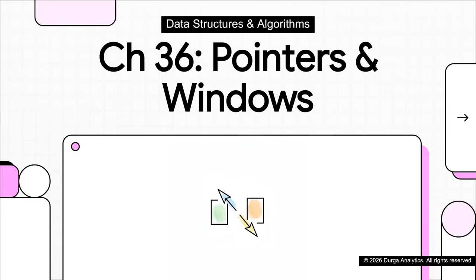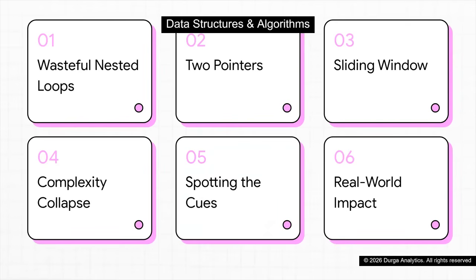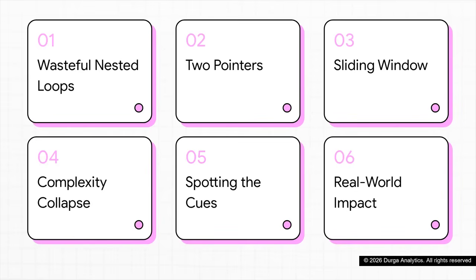Today is all about leveling up. We're going to talk about taking sluggish, brute force algorithms and mathematically compressing them into the kind of highly efficient, scalable software we actually ship in production. Here's a quick look at our roadmap for today. First, wasteful nested loops. Second, two-pointers and converging ends. Third, sliding window and moving ranges. Fourth, the complexity collapse. Fifth, spotting the cues. And finally, real-world and interview impact. Let's just dive right in.